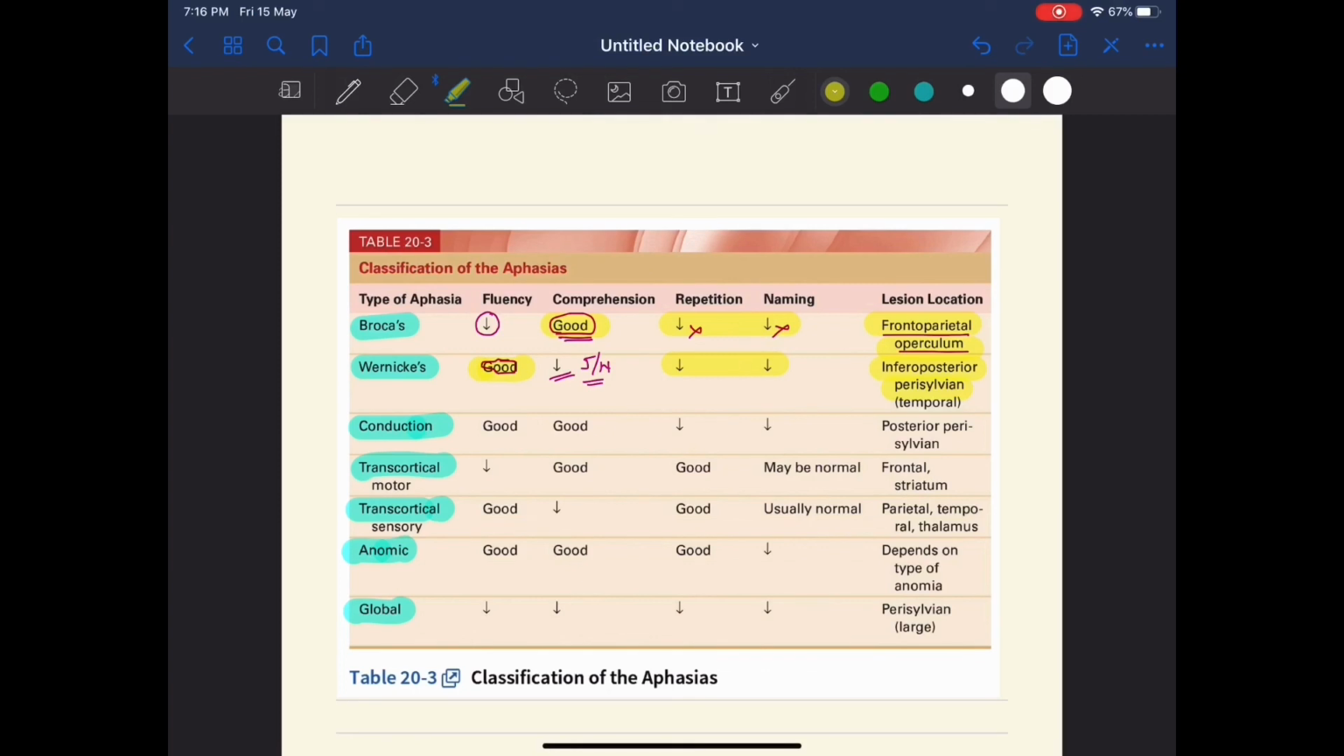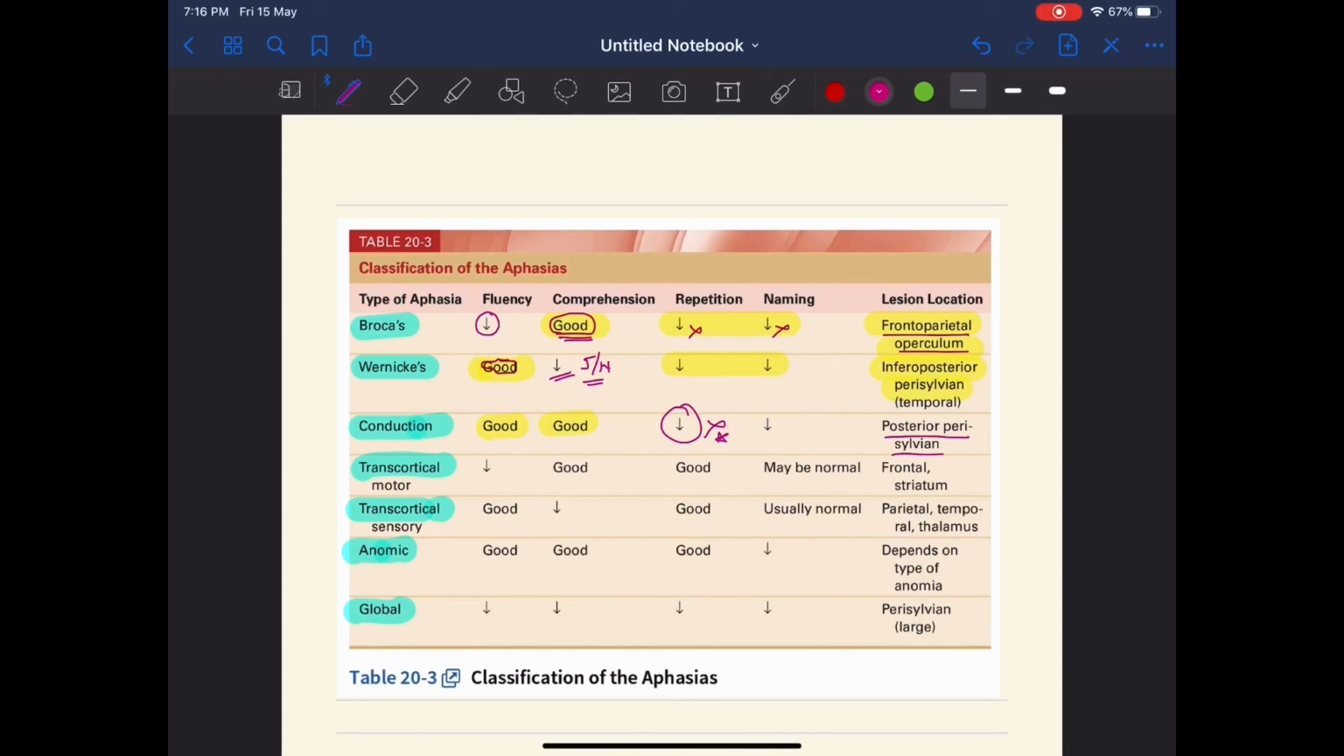In conduction aphasia, there is involvement of the arcuate fasciculus. Your fluency is good, your comprehension is good, but the repetition is poor. Okay, the repetition is poor. So this is the main important MCQ point, and it is also the posterior perisylvian region.